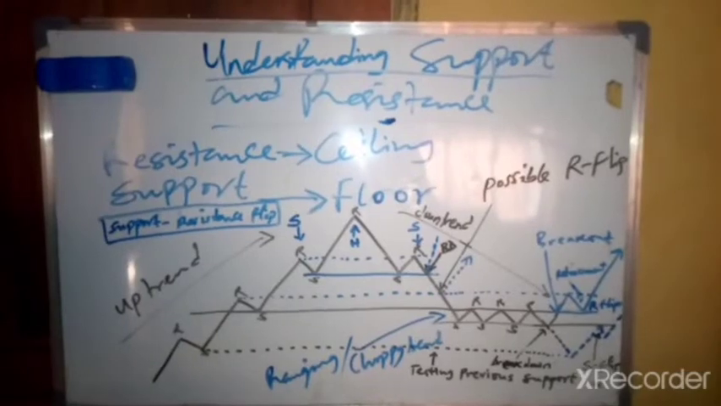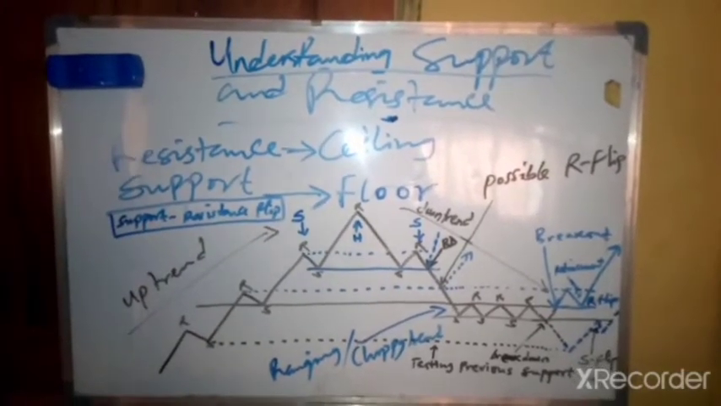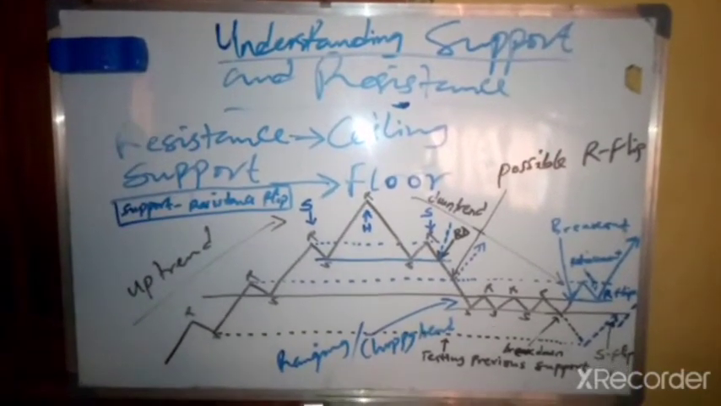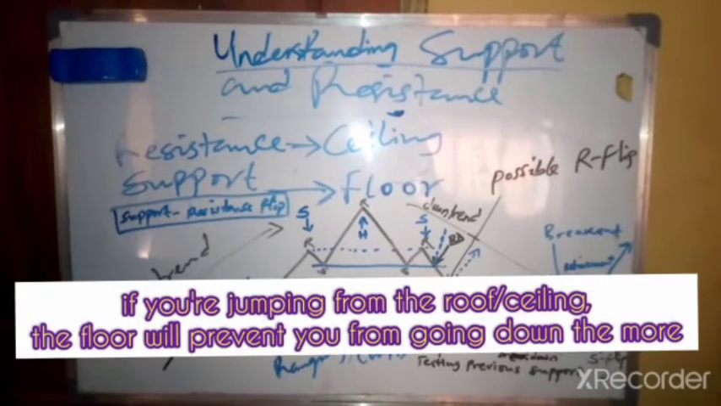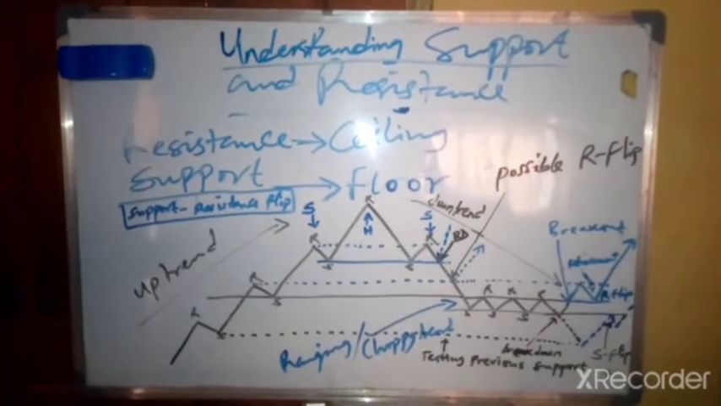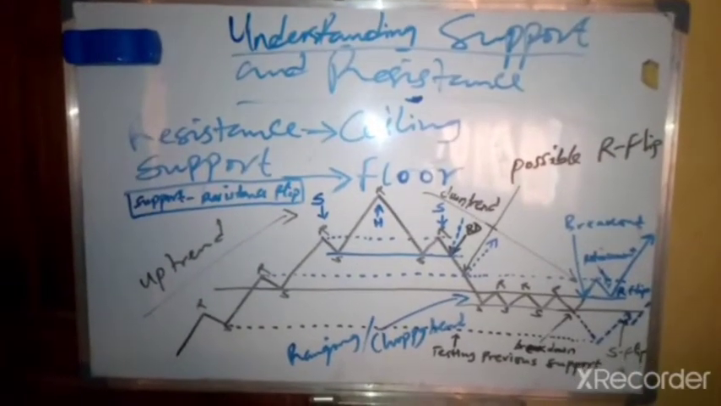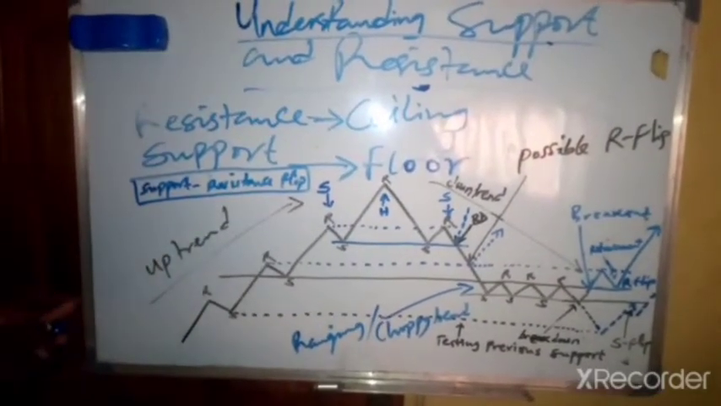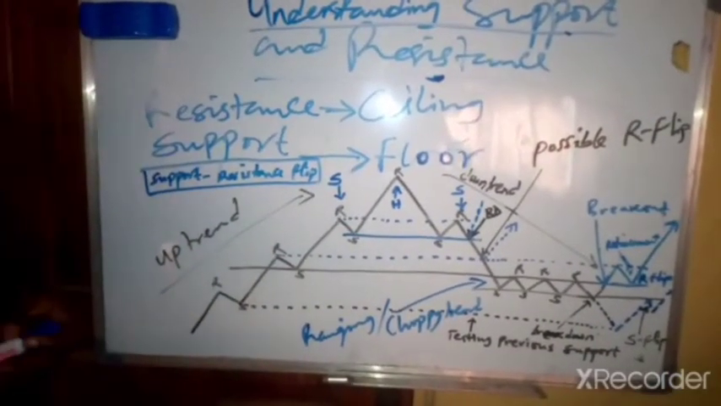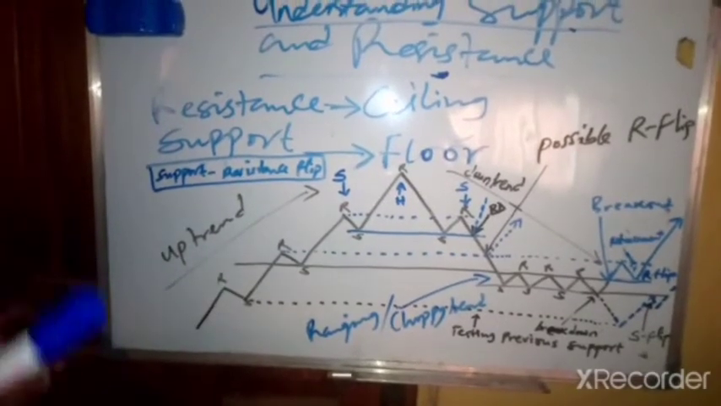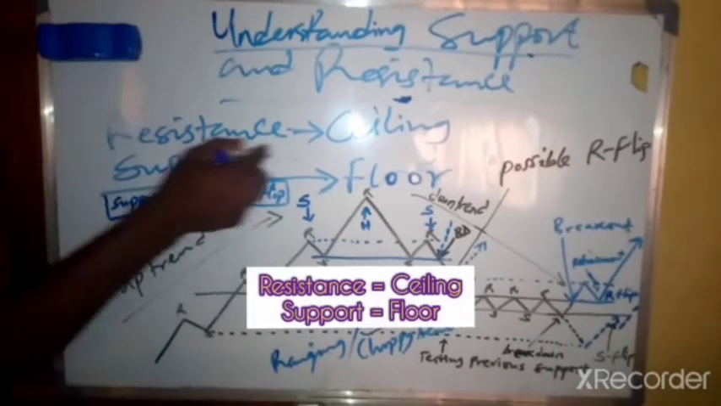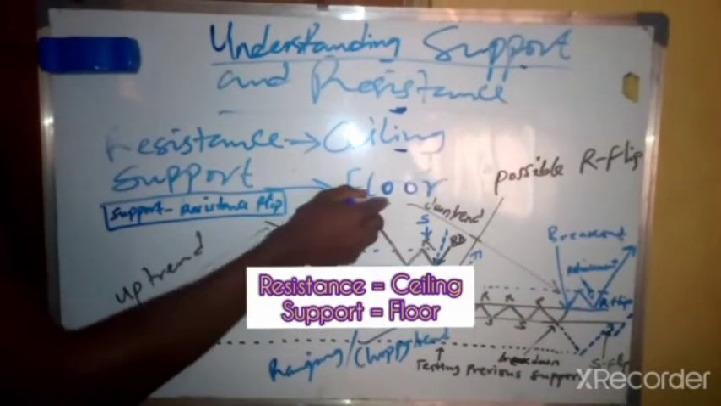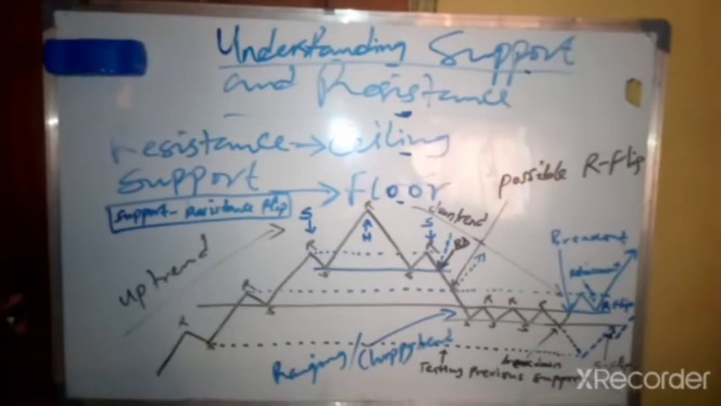Then if you are in a room and let me say you want to go down to the mall, you cannot go down to the mall because the floor will prevent you from going down. Do you understand? So that floor now is the support. So with this, I think you've had an idea of what support and resistance is already. So that is what I stated here. The resistance is acting like the ceiling, the support is acting like the floor.